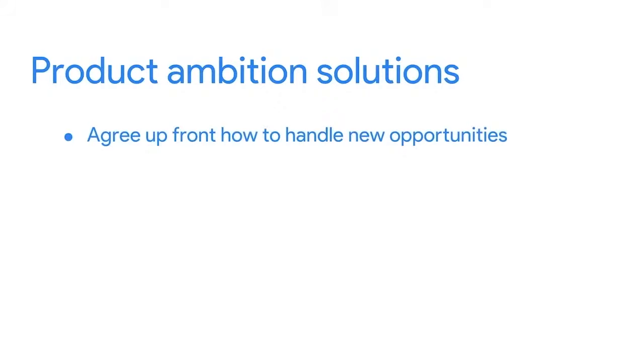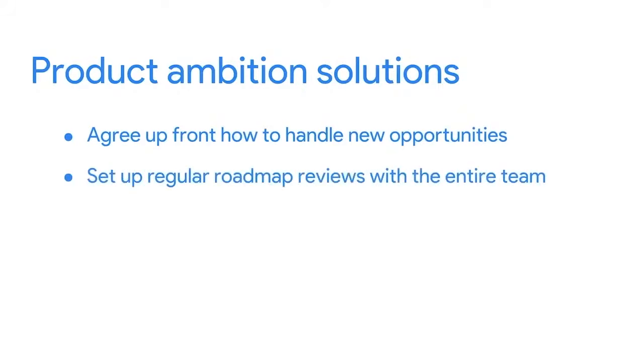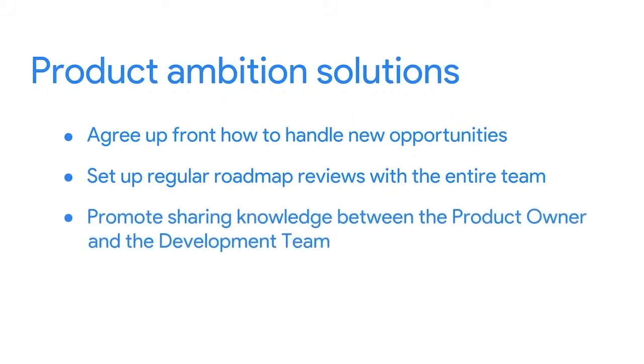Here are 3 ideas to maintain a healthy roadmap management plan between you and the product owner. First, agree upfront how to handle new opportunities. Define when they are reviewed and estimated, and how customer or management commitments are made. Second, set up regular roadmap reviews with the entire team, at least quarterly, so that everyone knows what to expect. And third, promote sharing knowledge between the product owner and the development team, so that the product owner knows how much effort the product takes to build, and the team is aware of changes as early as possible.